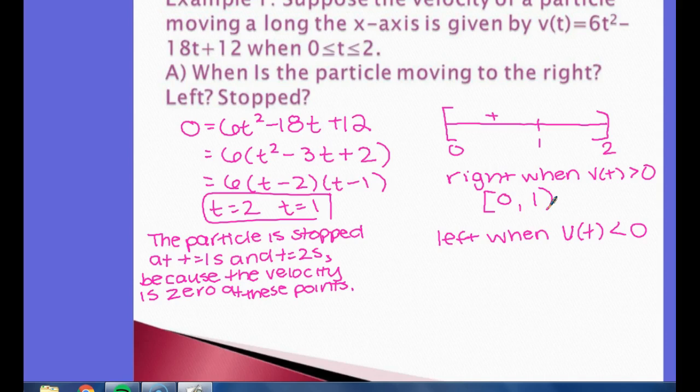Okay? How about from 1 to 2? You plug in 1.5. That's going to be positive, negative, positive, so it's overall negative. Therefore, the particle is going to the left from 1 to 2. At 2, we are stopped again, so it is not a bracket. It is a parenthesis.